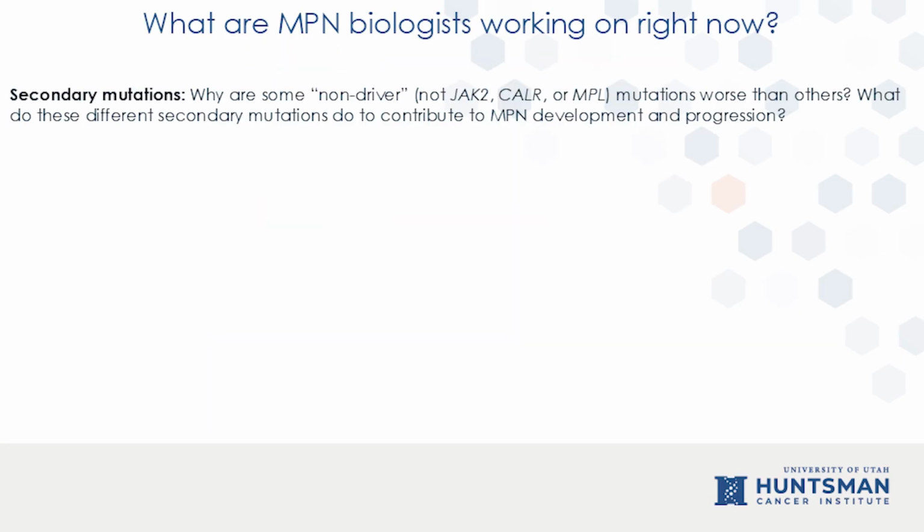And then beyond this, what else are we working on? What I'm going to list is just a small fraction of what MPN labs are working on right now to figure out new targets for therapy. But one area that my lab and many other labs are working on is, what are the other mutations that aren't JAK2, CALR, and MPL doing, like TET2, like ASXL1? How are these mutations contributing to the progression of the disease?